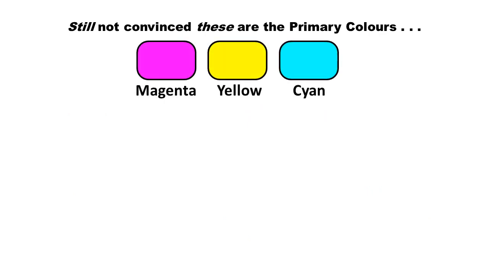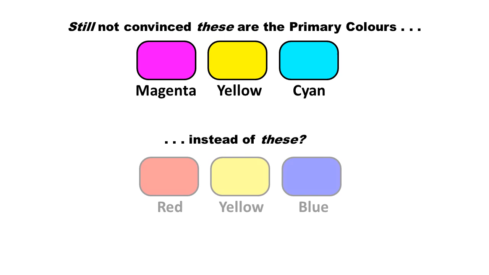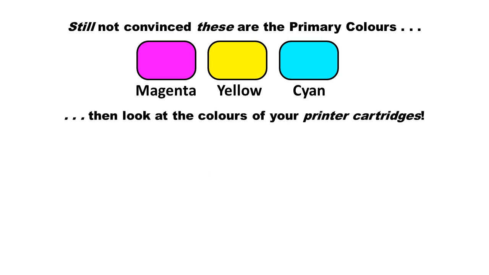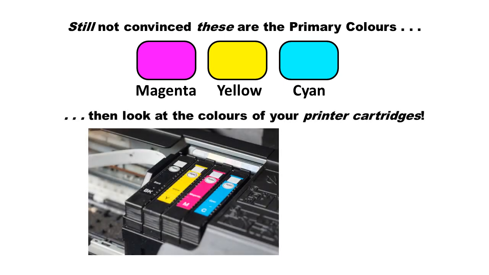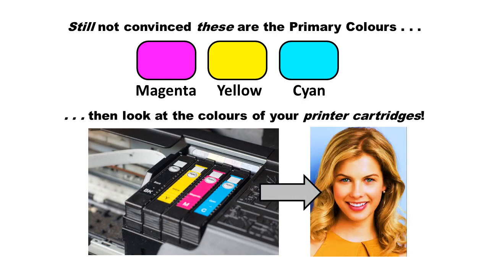Still not convinced that these are the primary colours and not these? Then look at the colours of your printer cartridges. Your computer printer can produce full colour documents and photos using just magenta, yellow and cyan. So these have to be the primary colours when we're referring to pigments.